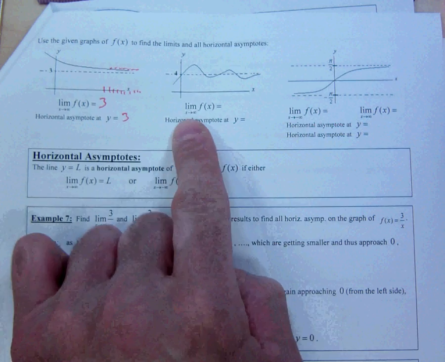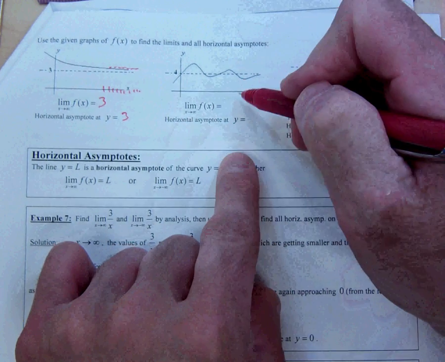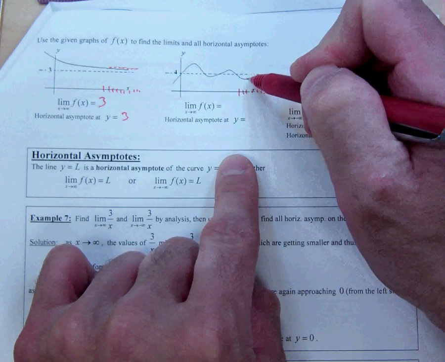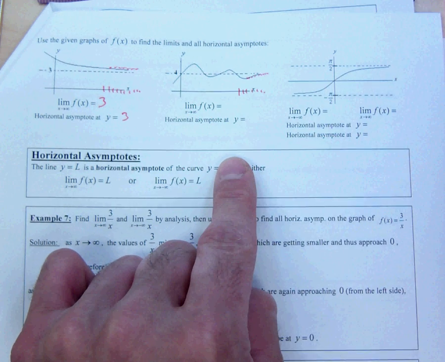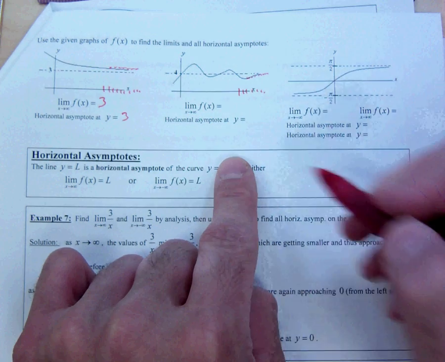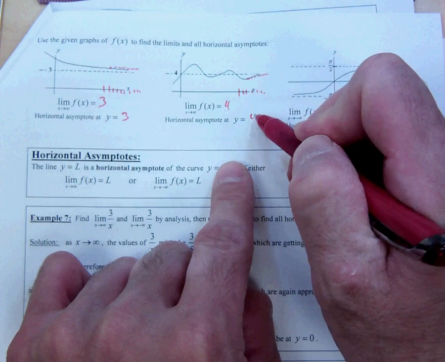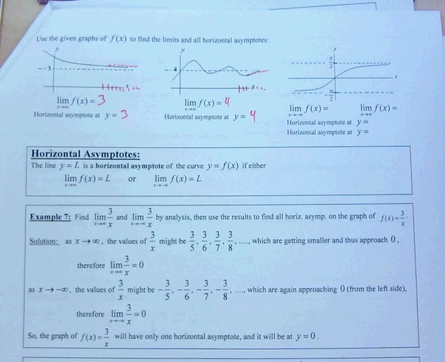Look at the second graph. As x goes, again, to positive infinity, the y values are going to be approaching what? 4. And again, isn't there a horizontal asymptote at y equals 4? Again, I want you to see that connection.